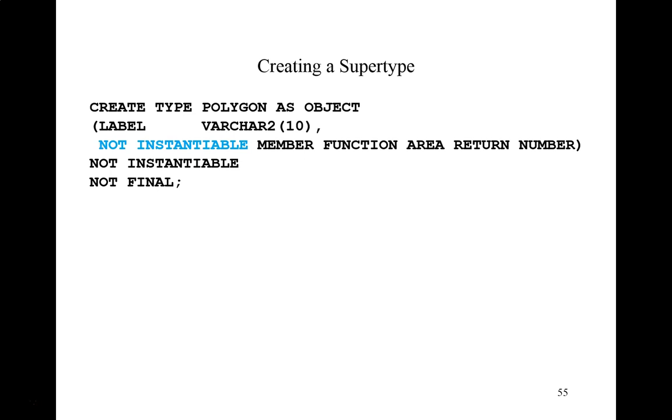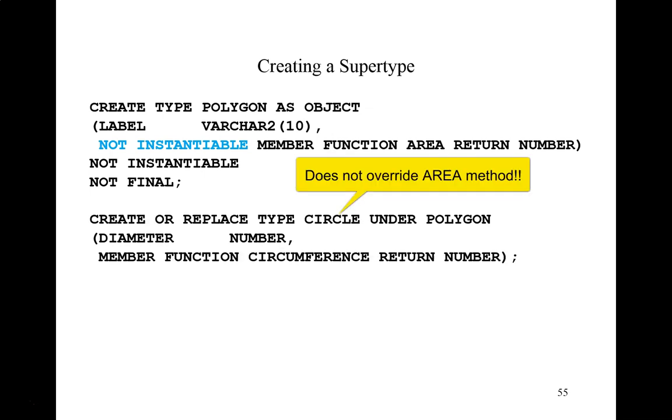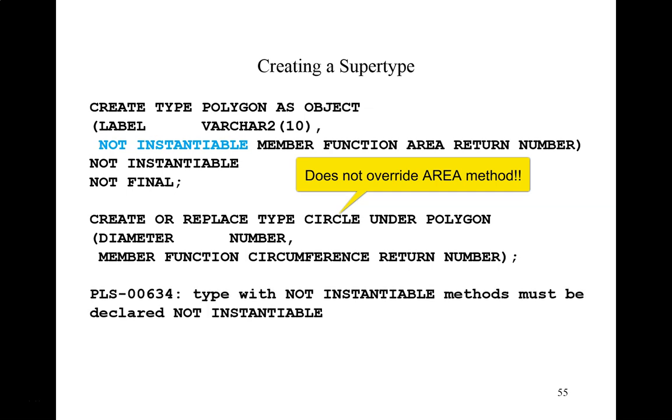So a better way to approach this would be to define the member method as not instantiable. In addition to the type itself being not instantiable, we're saying that the member method is not instantiable. This is going to force each subtype to then override the method. If we attempt to create a subtype without specifying an override of the method, we'll get an error.